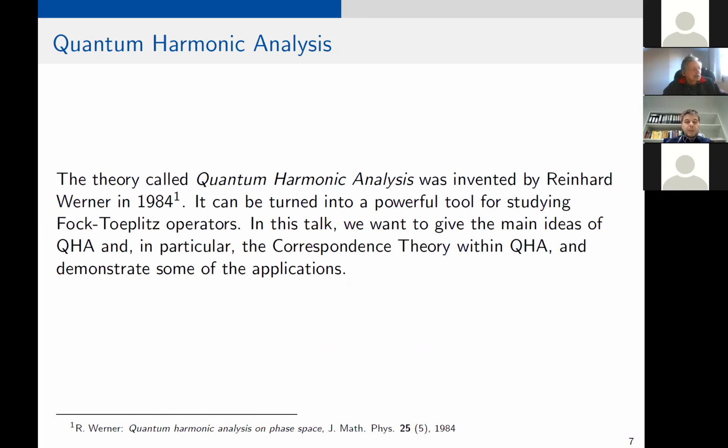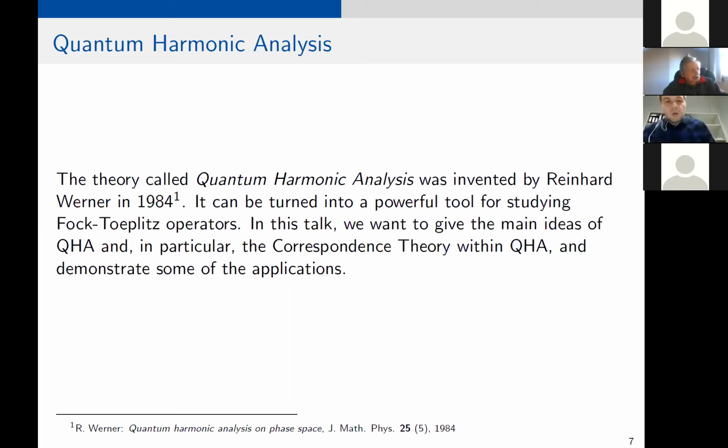So my talk, I announced it as being on correspondence theory, and correspondence theory is a part of something called quantum harmonic analysis. And this quantum harmonic analysis was invented by Reinhard Werner in '84, and he set things up in the Schrödinger representation, so bounded operators on L2 of Rn. And indeed, you can take his results and translate them into the Segal-Bargmann or the Fock space setting by just applying the Bargmann transform, or you can set it up directly in this setting.